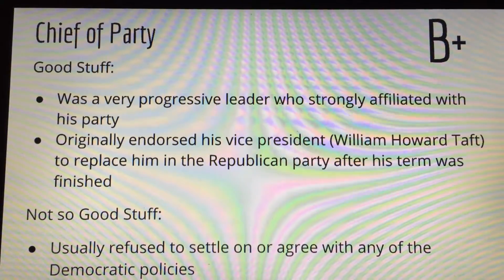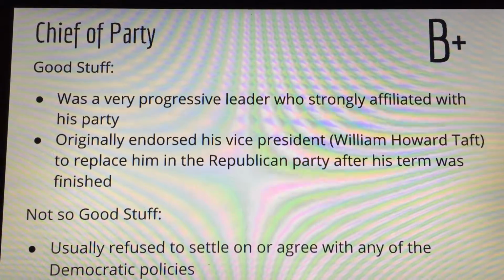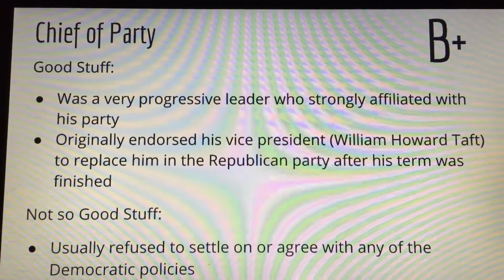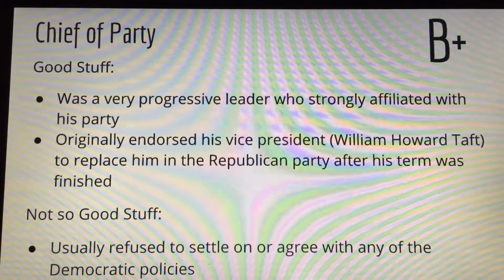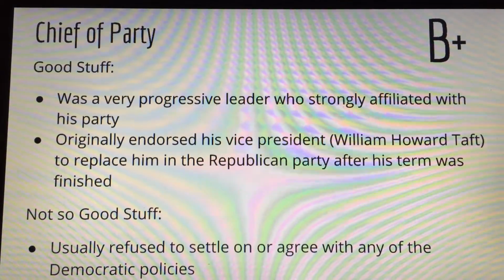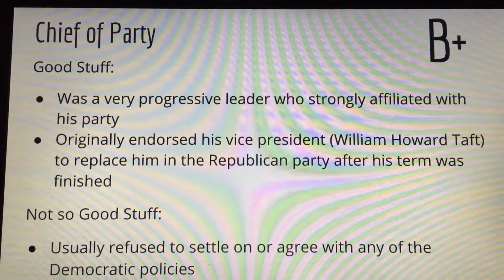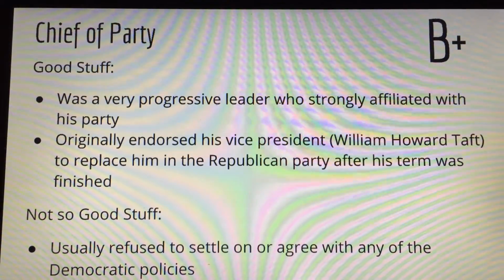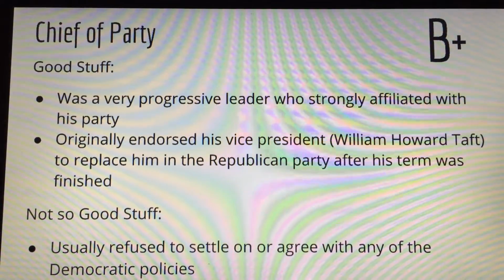Some of the not-so-good stuff that he did that caused him to only get a B+ was that he usually refused to settle on or agree with any of the Democratic policies, and as much as this might show that he was extremely strongly affiliated with his own party, it showed that he was a bit inflexible to other parties. He wasn't very understanding towards other parties, and also the fact that right after his term was up, he completely turned on his own party, caused him to only get a B+.